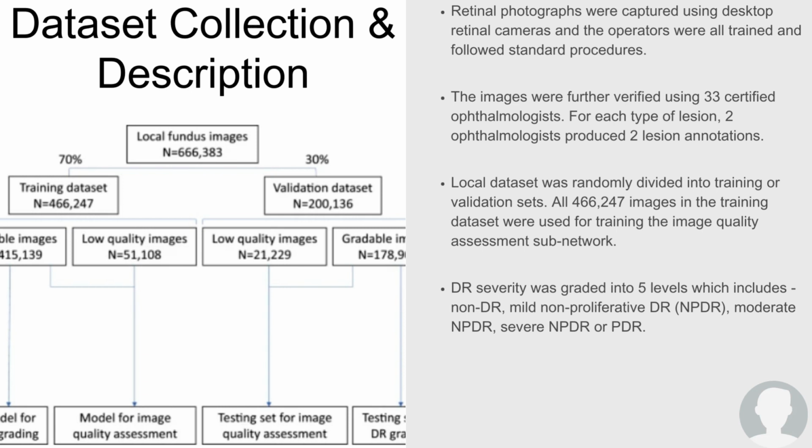The 6,247 images in the training data sets were used for training the image quality assessment subnetwork. The diabetic retinopathy severity was graded into five levels, which include non-diabetic retinopathy patients, mild non-proliferative diabetic retinopathy, moderate non-proliferative diabetic retinopathy, severe non-proliferative diabetic retinopathy, or proliferative diabetic retinopathy. The images have been divided like this, with low quality images and high quality images divided accordingly.